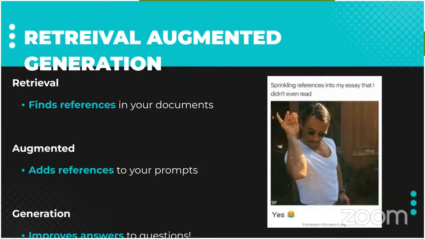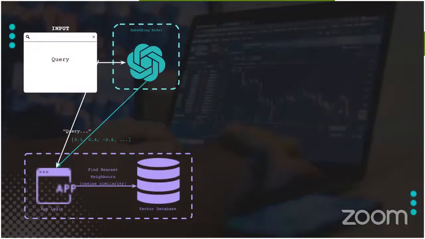Retrieval, you're trying to retrieve something in your document. Augmented, you're adding references to your prompt. This will all be explained in the future, actually. But what it just means is that you have a query, you want to search for a particular thing in your PDF. Like you want to maybe have a biology textbook and you want to say, where is the reproductive system, or what's the reproductive system?